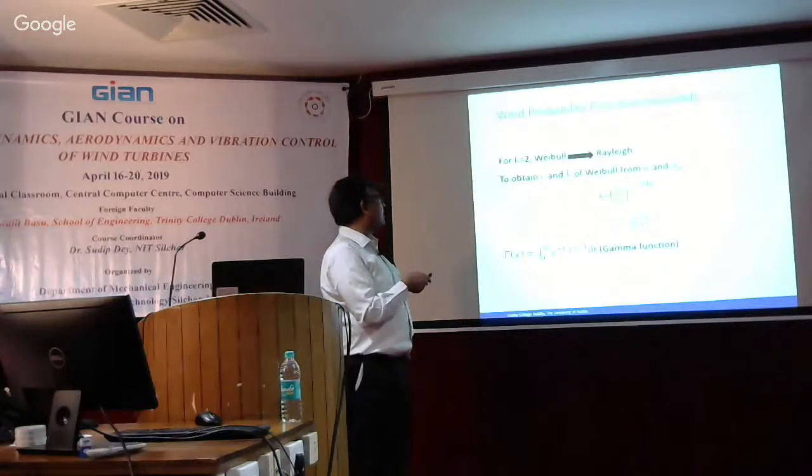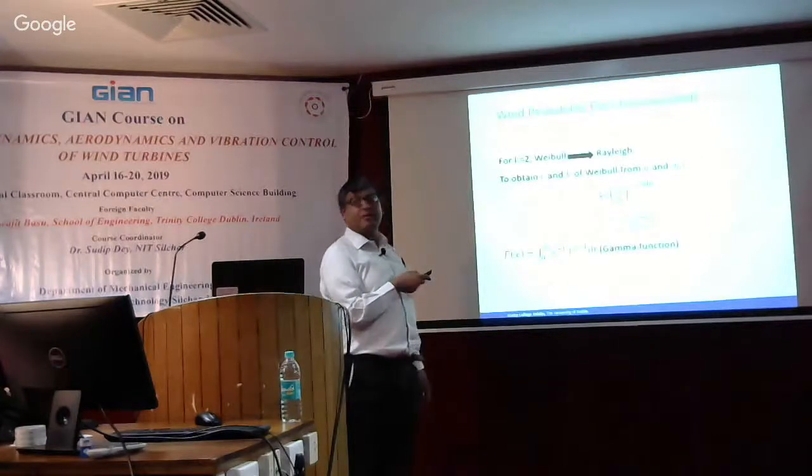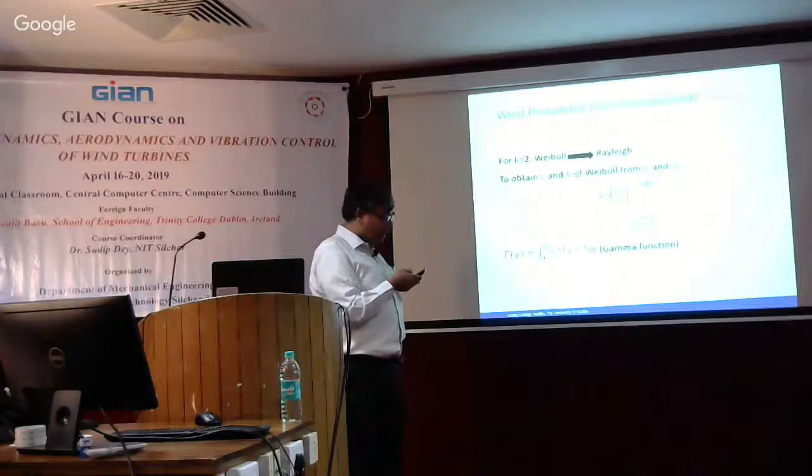This is the gamma function here. For K equal to 2, the Weibull distribution actually gives the Rayleigh distribution. So Weibull is a more generalized distribution, let's say.